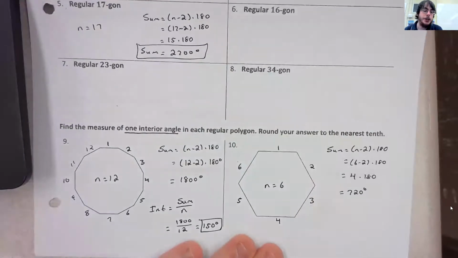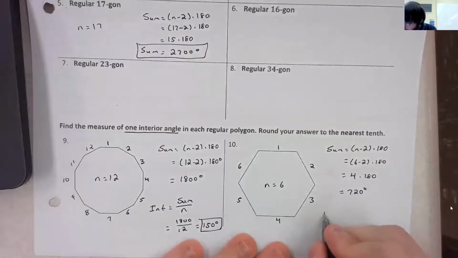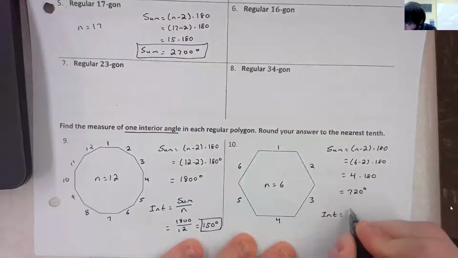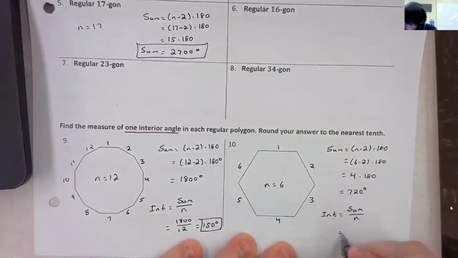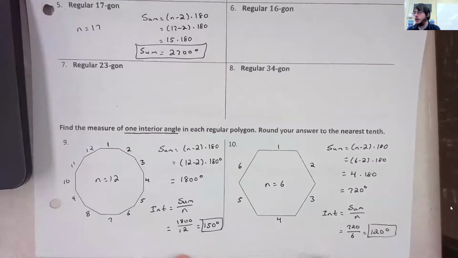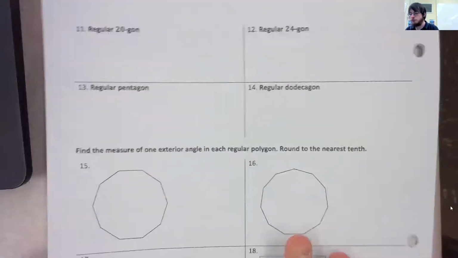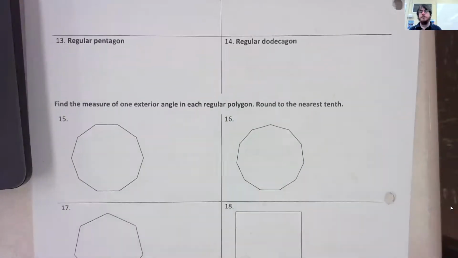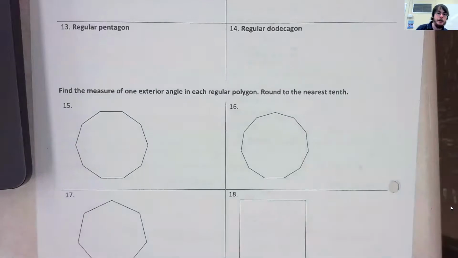But you're not looking for the sum, you're looking for one interior angle. So your one interior angle is going to be equal to the sum over n, which is 720 over 6. And when you plug that in, you get 120. And of course, the next few problems you can try on your own, numbers 11 through 14. We're going to do numbers 15 and 16 together, and then you can work on the other ones if you would like, or you can go ahead and move on to the worksheet that's on the Google Classroom page.